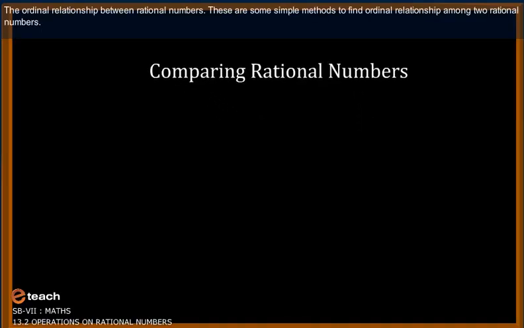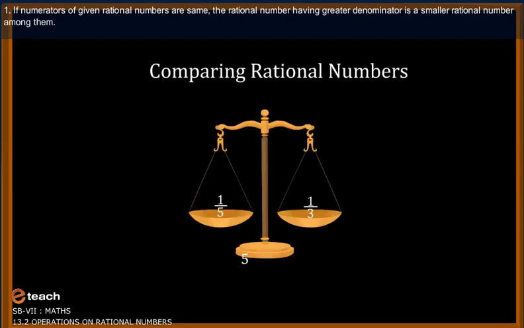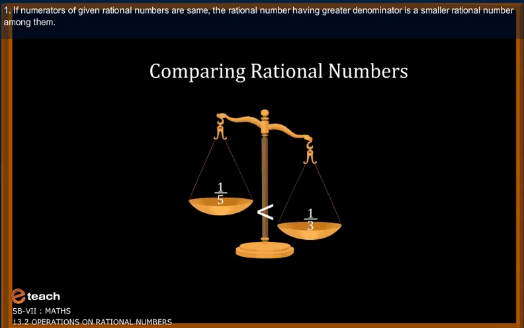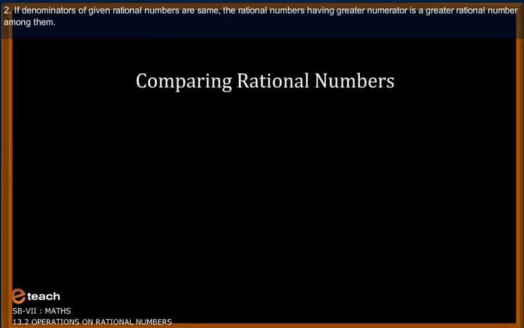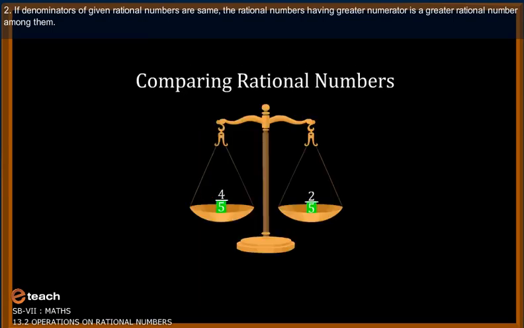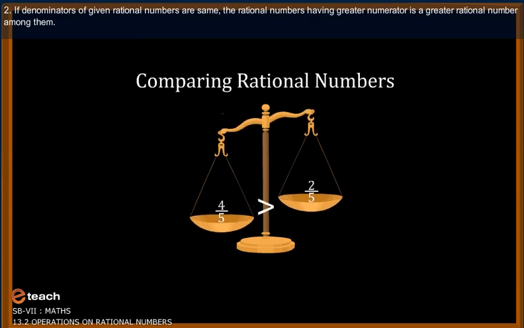The ordinal relationship between rational numbers. These are some of the simple methods to find ordinal relationship among two rational numbers. First, if numerators of given rational numbers are same, the rational number having the greater denominator is a smaller rational number among them. Second, if denominators of given rational numbers are the same, the rational number having greater numerator is a greater rational number among them.